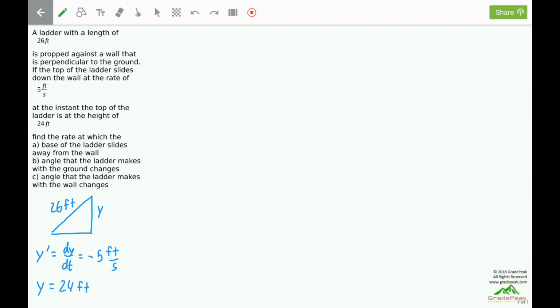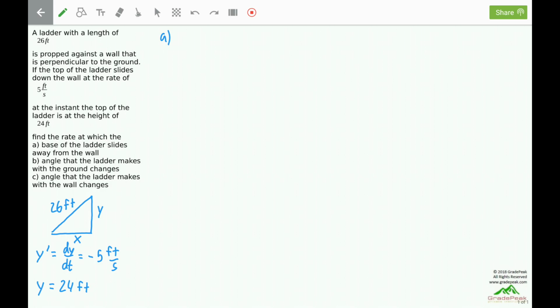Now there's the third side of the triangle, and as the top of the ladder moves down the wall and the ladder does not change its length at all, the bottom of the ladder has to slide away from the wall. So this other side of the triangle, labeled as x, will also change. For part A, we want to find the rate at which the base of the ladder slides away from the wall. So we are looking for x prime. To find x prime, the rate of x, we need to relate it to the rate that we know, which is y prime. We have to relate x and y to each other.